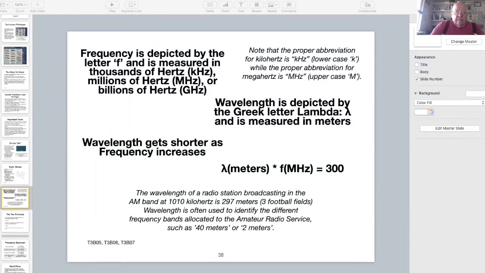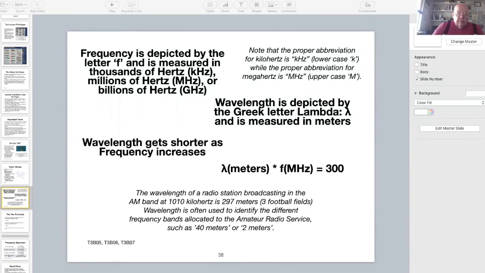Now back to the slides. Physicists have symbols for literally everything that can be measured. In the radio world, frequency is depicted by the lowercase letter f. It's also usually given in kilohertz, megahertz, or gigahertz. The reason that the abbreviation for kilohertz has a lowercase k, while the other two have uppercase M or G, respectively, is that the uppercase K means temperature expressed in degrees Kelvin. Since the uppercase K was already taken, radio people have to make do with a lowercase k.